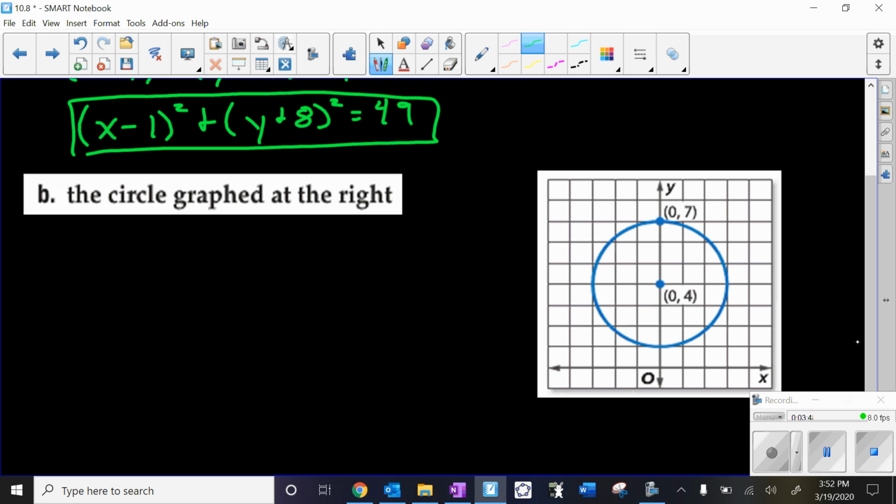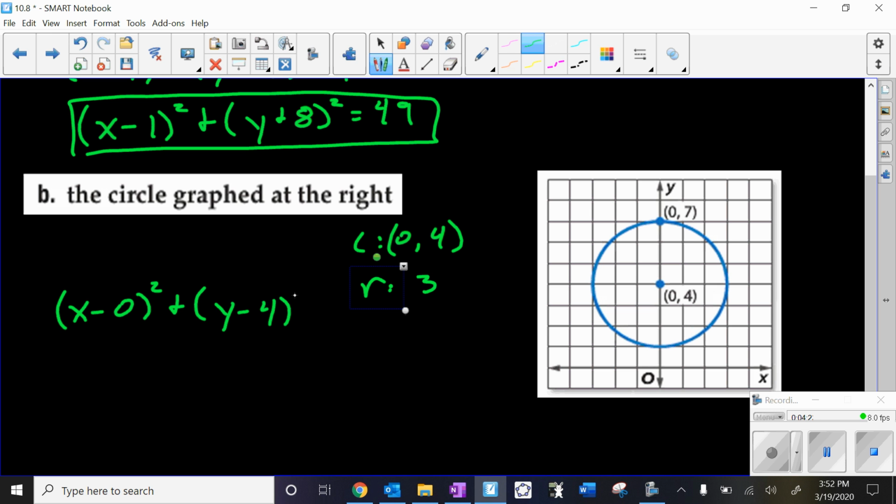We can also write an equation of a circle given a graph. So our center, I'm going to rewrite it, is 0, 4. And then I also need a radius. Remember, the radius is the distance from the center to a point. So just counting, 1, 2, 3, my radius is 3. And then we can write our equation. X minus the x coordinate of my center, which is 0, plus y minus 4, which is the y coordinate of my center, equals 3 squared.